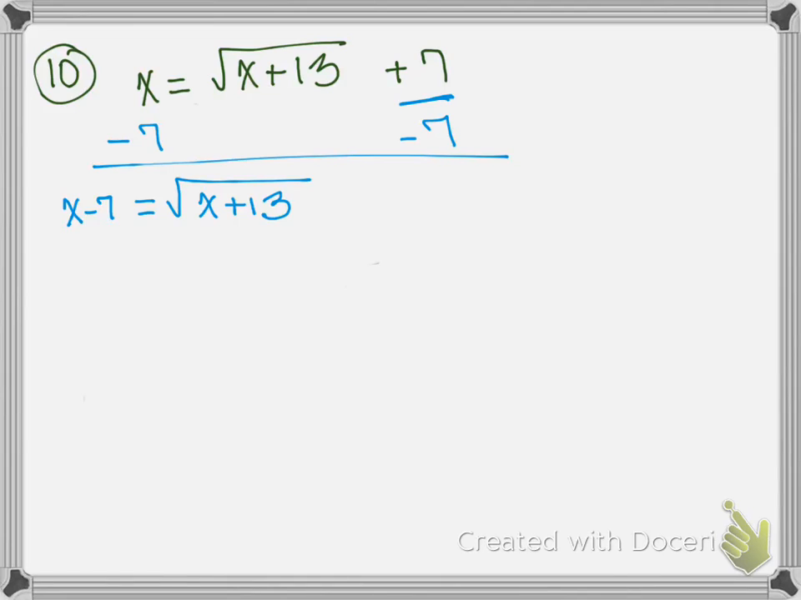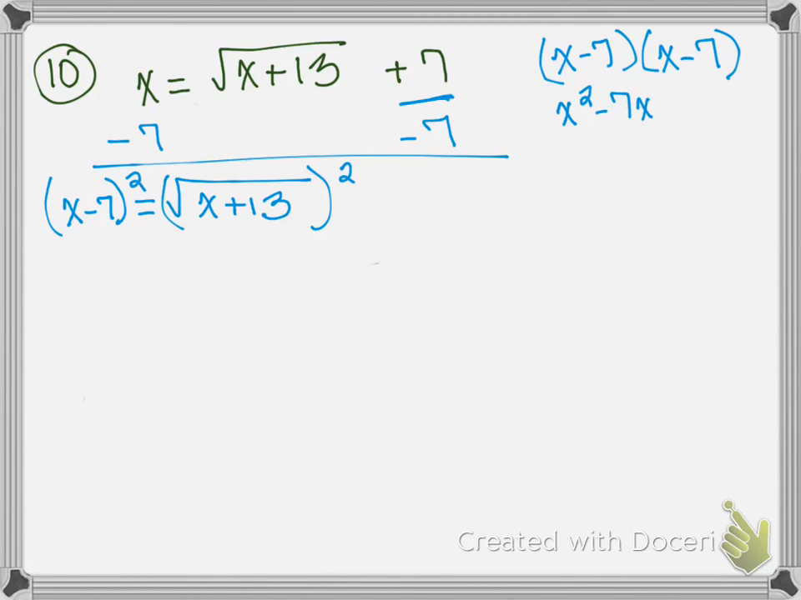So now I'm going to square both sides. So I'm going to have x minus 7 squared, and I'm going to have the square root of x plus 13 squared. Okay? X minus 7 squared, we're going to have to FOIL that. So I have x minus 7 times x minus 7. X squared. X times negative 7 is negative 7x. Negative 7 times x is negative 7x. And then I have plus 49. So I have x squared minus 14x plus 49.